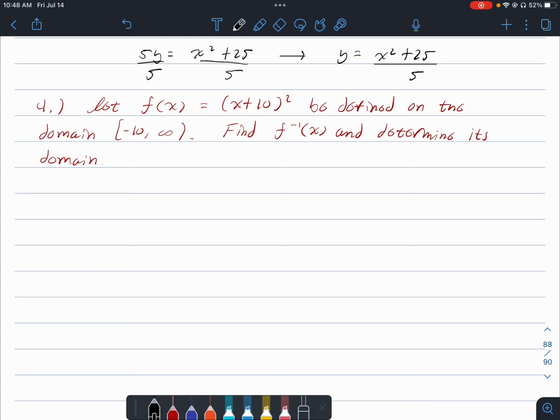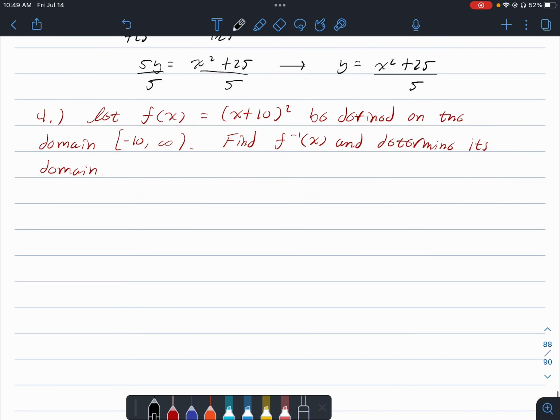Okay, so number 4 here, let's let f of x equal x plus 10, quantity squared, and we're going to let this be defined on negative 10 to infinity. We're going to find f inverse of x and determine its domain. So we've already said we want this to be defined on negative 10 to infinity, and that's going to feel kind of arbitrary. However, we can determine the domain of our inverse function by that already, and we'll see why that works.